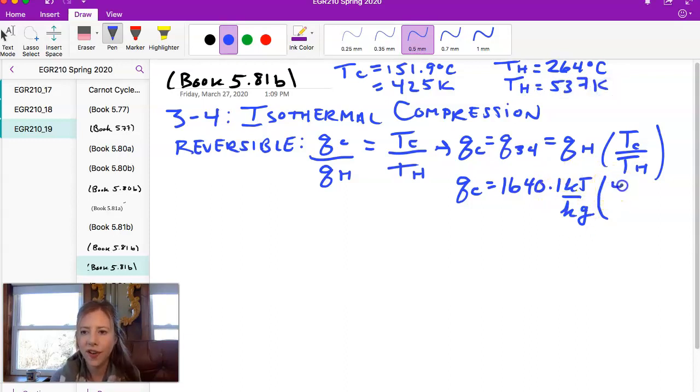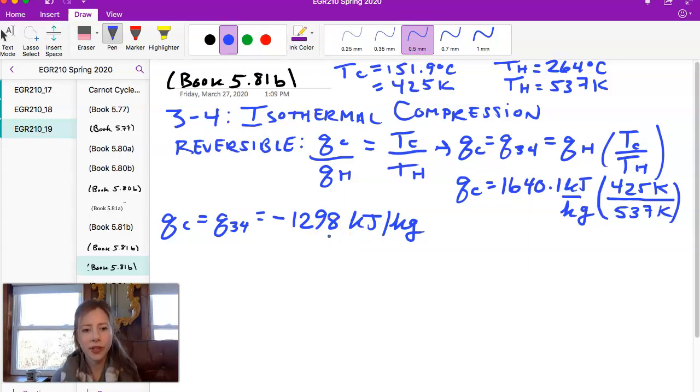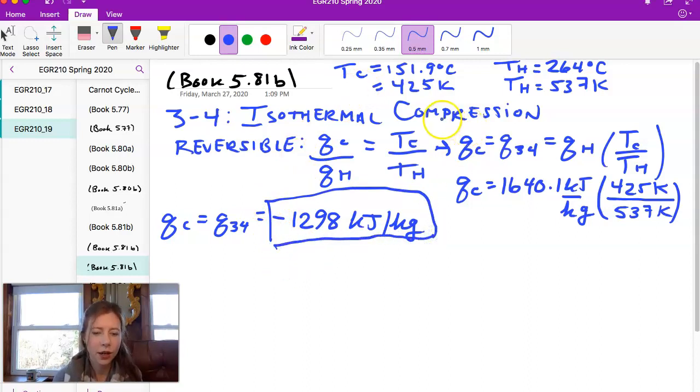Okay, so our ratio is going to be 425 K over 537 K. So QC, which is Q34, is going to be equal to minus 1298 kilojoules per kilogram. Because this is a power cycle, the heat is going from the system to the cool reservoir. So you have to keep that in mind. Sign is very important. Okay, so now let's move on to work.